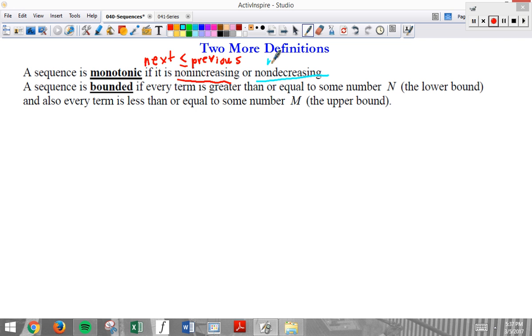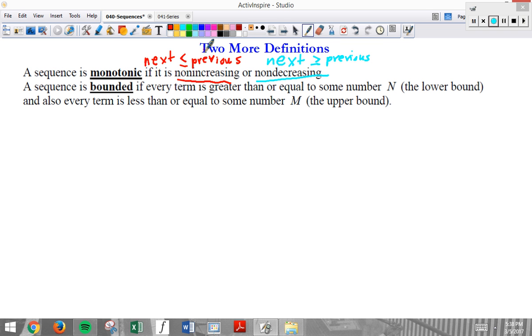Non-decreasing would be the opposite way around. My next term would be greater than or equal to the previous term. Now, I think some BC kids had a hard time with this. They said, I don't understand, doesn't that cover everything? No, your sequence is either this or this. It's either always getting smaller and smaller and smaller, or at least never bigger, or your sequence is always getting bigger and bigger and bigger, or at least never smaller. It's always going in one way, up, up, up, up, up, or the other way.